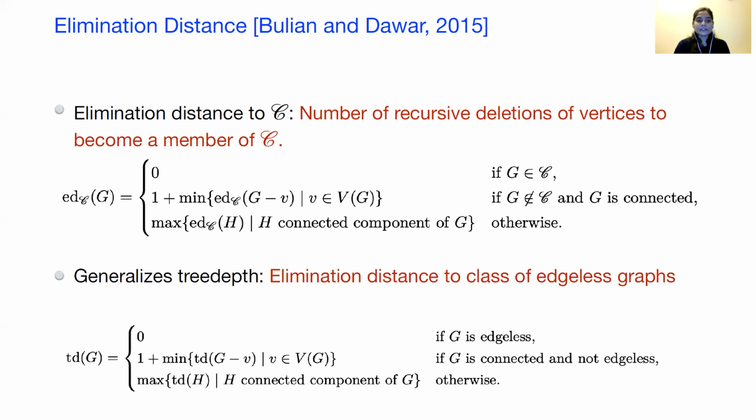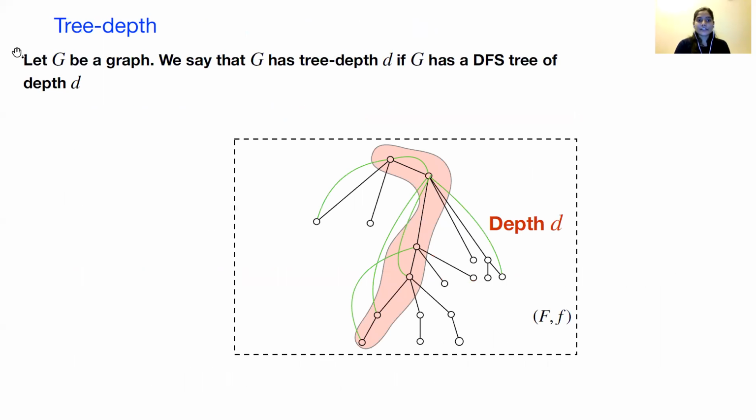Now observe that this notion is similar to the notion of tree depth. Actually, elimination distance generalizes the notion of tree depth, which is elimination distance to the class of edgeless graphs. Now look at another definition of tree depth. Given a graph G, we can say that G has tree depth D if we can obtain a depth first search tree of G of depth D. Consider this example: if we can obtain a depth D DFS tree, then we can say that this graph has tree depth D.